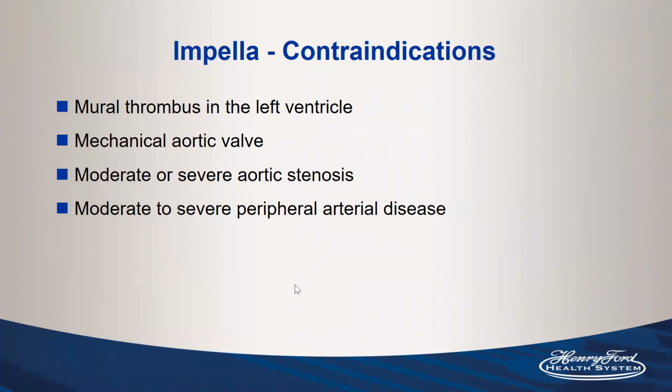So contraindications are LV thrombus. We talked about that already. Mechanical aortic valve, for obvious reasons, I think, right? Moderate to severe aortic stenosis, that's mostly because it's hard to get that pump through. And then moderate to severe peripheral arterial disease because it is a bigger French catheter, and so now you're getting into the area of increased lower extremity ischemia.